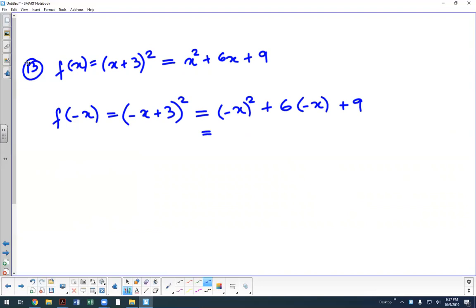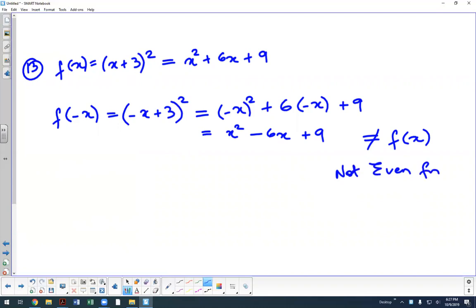Squared minus 6x plus 3. Yeah, so the negative x squared to the second power will of course become positive. Positive 6 times negative x will become negative 6x plus 9. So we kind of knew that from here, but you can see we definitely did not come back to the original equation that we started out with. So we know this is not equal to the original, which means we don't have an even function, right?